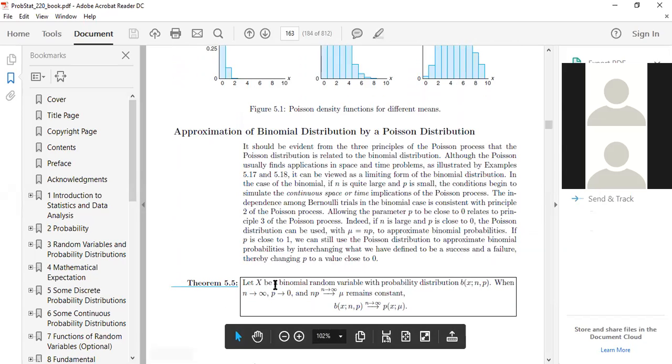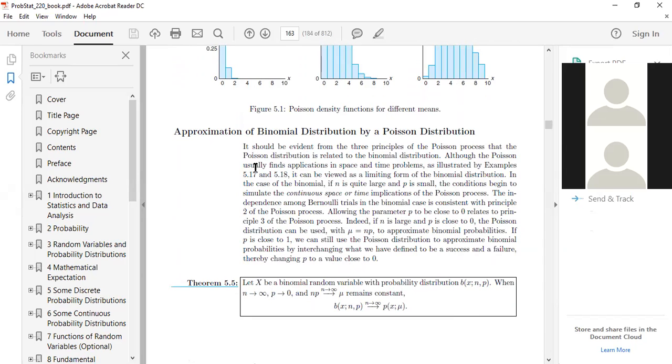Of course, we are going to use only theorem 5.5. It should be evident from the 3 principles of the Poisson process that the Poisson distribution is related to a binomial distribution. Although the Poisson usually finds application in space and time problems, it has lots of applications in space and time, in missile problems, robotics problems, aircraft problems, lots of statistical applications. It can be viewed as a limiting form of the binomial distribution.